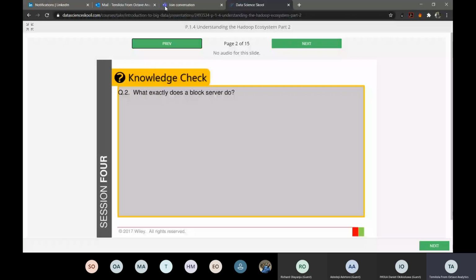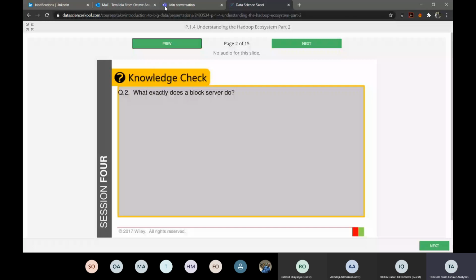So this is everything a block server does. It stores and receives the data blocks in the local file system of the server, stores the metadata of the block in the local file system, sends regular reports to name nodes about available blocks, and supports direct access to data nodes.